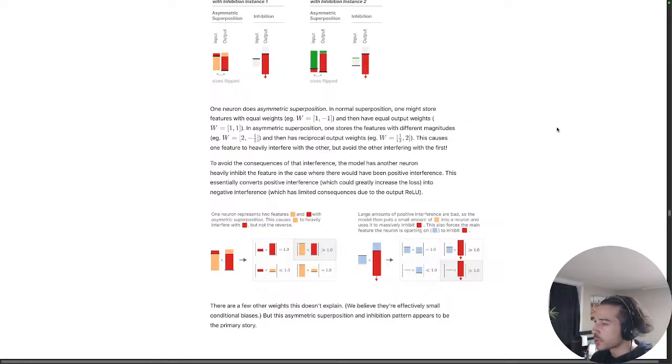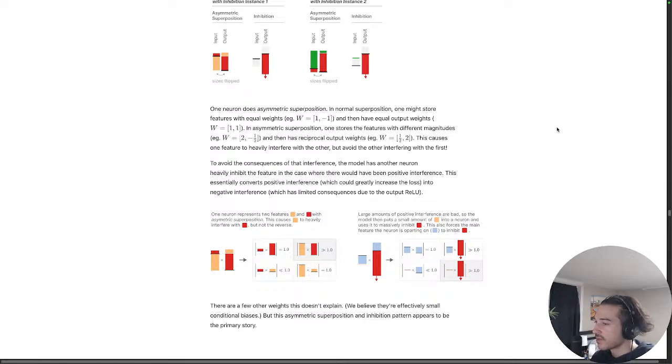To avoid the consequences of that interference, the model has another neuron heavily inhibit the feature in the case where there would have been positive interference. This essentially converts positive interference, which could greatly increase the loss, into negative interference, which has limited consequences due to the output ReLU. One neuron represents two features, tan and red, with asymmetric superposition.